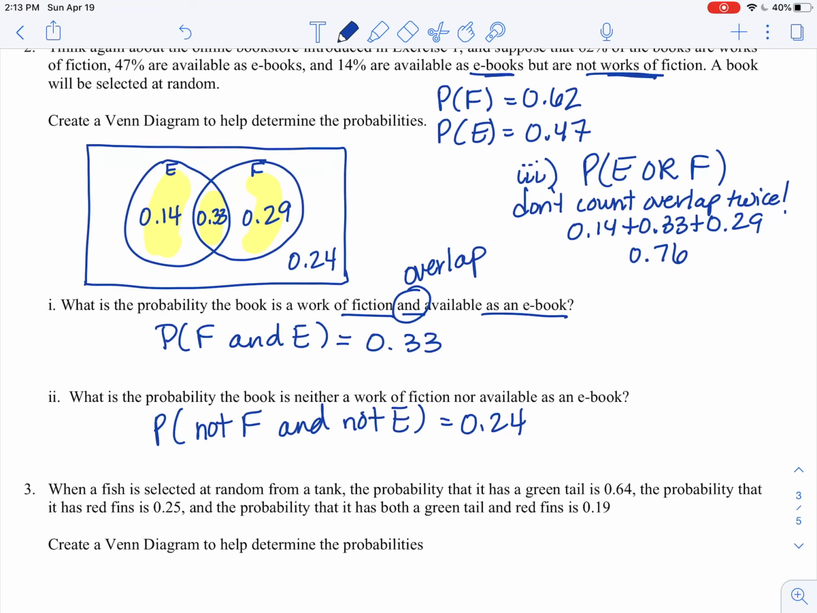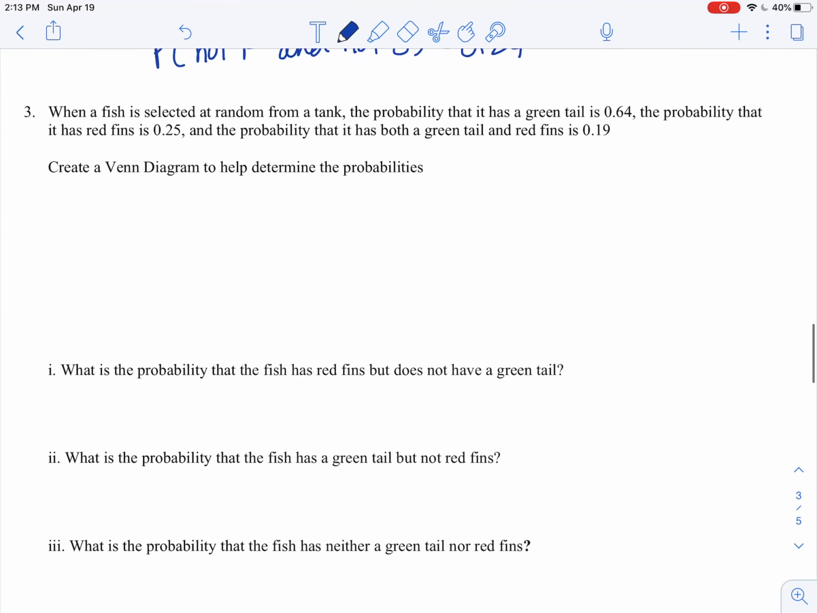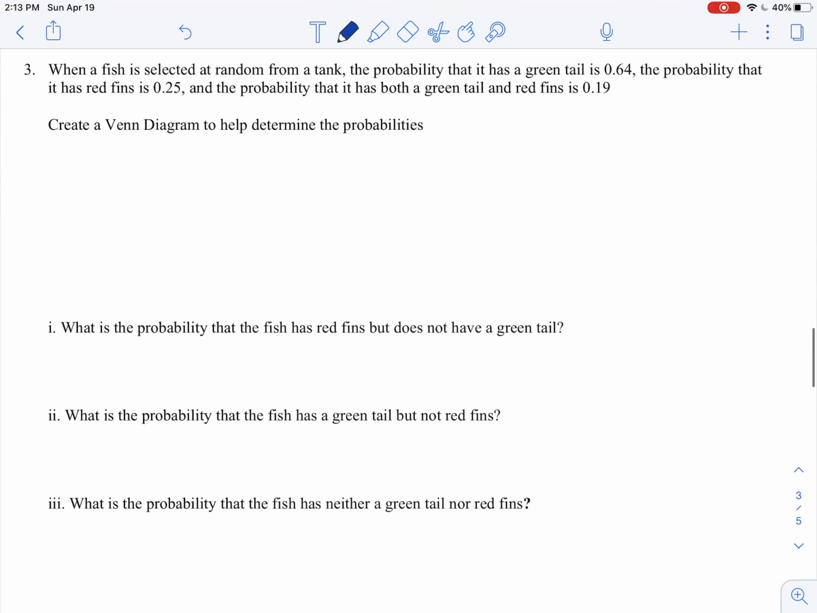I do also want to point out, notice that if I take that 0.76 plus everything that was outside of that, those 2 values are going to add up to be 1, because like I said, the sum of everything in the sample space should come out to be 1. Okay, so there's a 76% chance that if I pick a random book, it's available as an ebook or it's a work of fiction. So keep in mind, that means you're adding everything that's an ebook that's not a work of fiction, everything that's a work of fiction that's not an ebook, and everything that overlaps between the two, E or F.